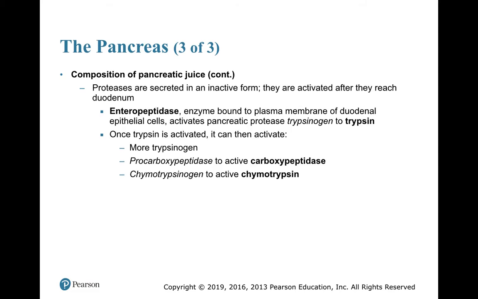The proteases that are secreted in proform include enteropeptidase, which is an enzyme bound to the plasma membrane in the duodenal epithelial cells. It will activate the pancreatic protein trypsinogen to become trypsin. Trypsin can then work on other trypsinogen to make more trypsin. It can also work on procarboxypeptidase to activate carboxypeptidase, or chymotrypsinogen to become chymotrypsin.